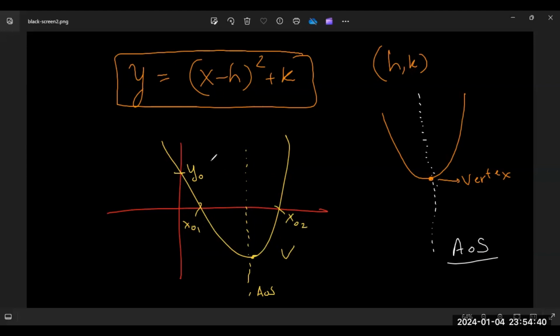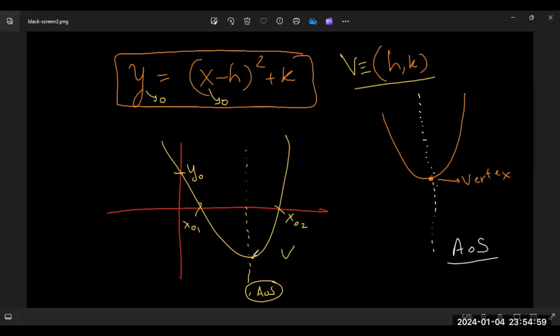To find the y-intercept, you will put x as 0 in the equation. If you want to find the x-intercept, you will put y as 0 in the equation. This is clear. The vertex also is clear. The vertex is h comma k. How do we find the equation of the line for the axis of symmetry?